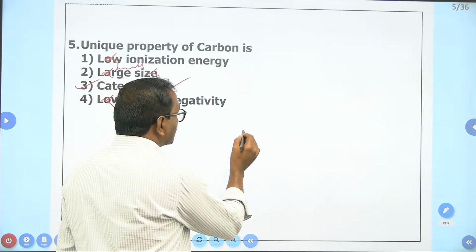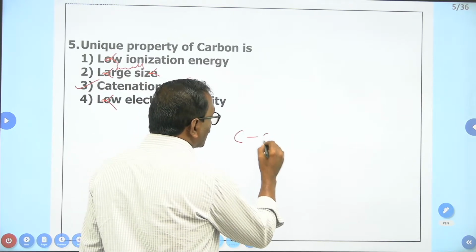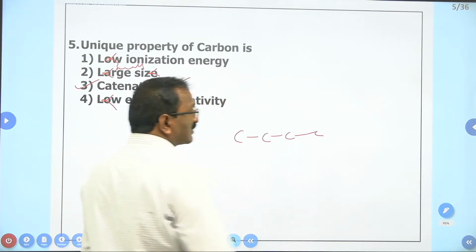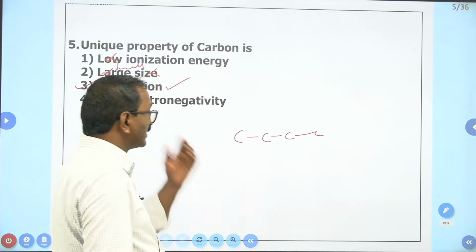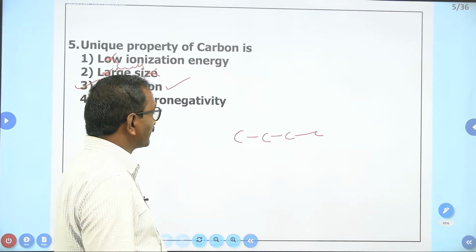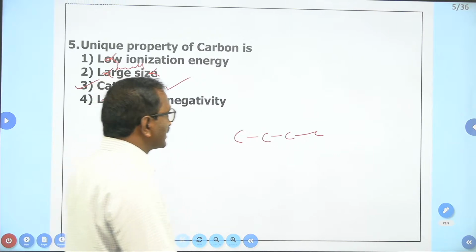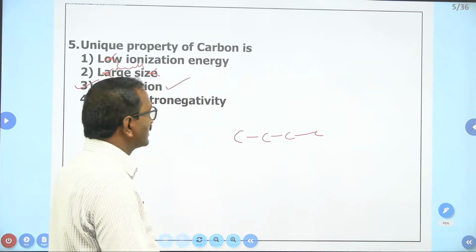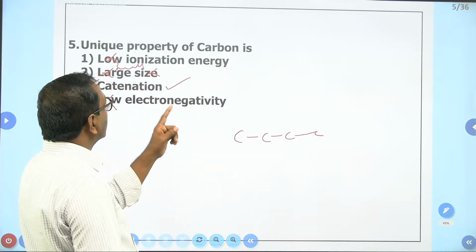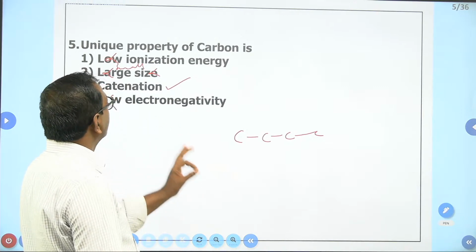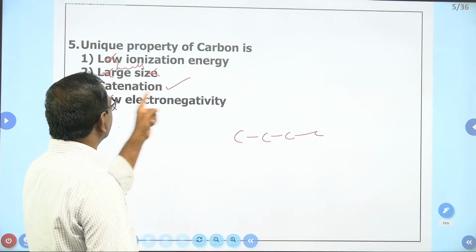What is catenation? It is the ability of an atom to form a chain of its own kind, a large chain, in the form of a long chain or a ring. An open chain can be either a straight chain or a branched chain. In the entire periodic table, the unique, special property of carbon is catenation.